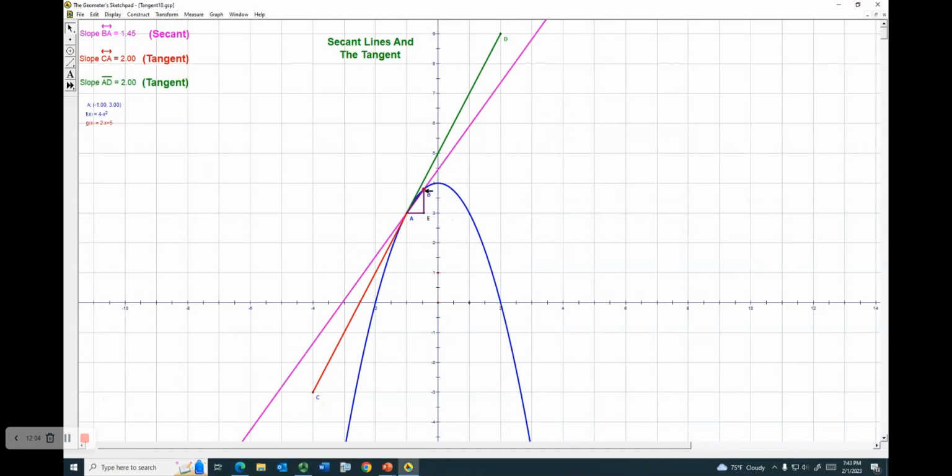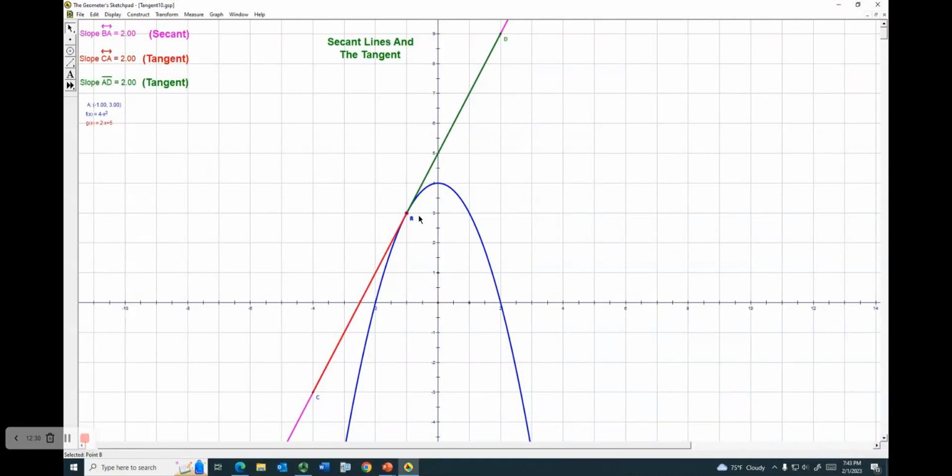Say this point moves point B closer and closer to point A. The slope of the secant line gets you approaching the slope of the tangent line. And in the limit, here we've got it right at 2. It's the limiting value of that secant line slope as the second point gets closer and closer to the point of tangency that we're looking at.